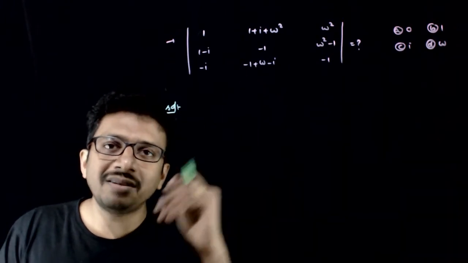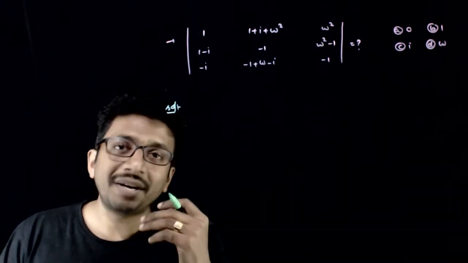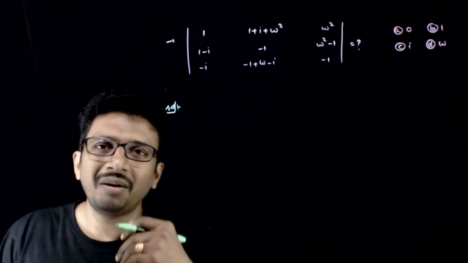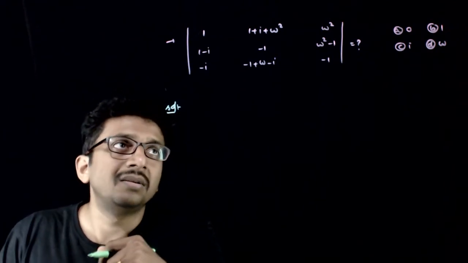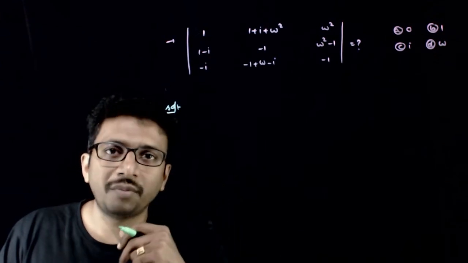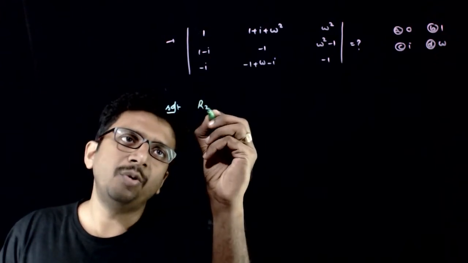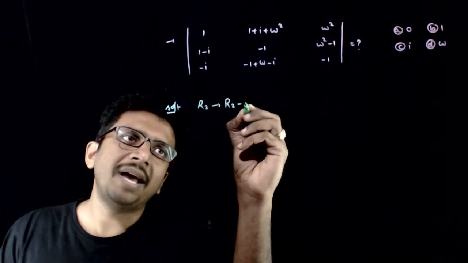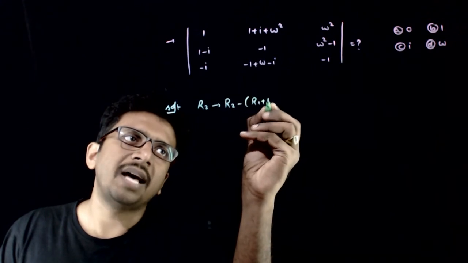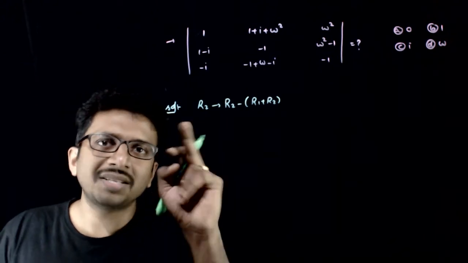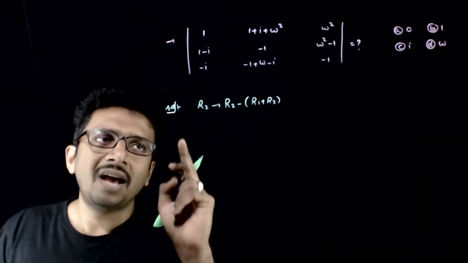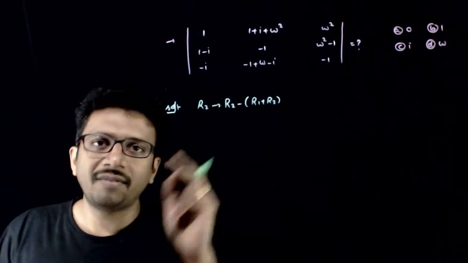You can directly expand this determinant, but a better way is to use some properties of determinant, some column operations or row operations. So one of the row operations which looks obvious is R2 becomes R2 minus (R1 plus R2). So if I do this operation, what does R2 become? So let us see.